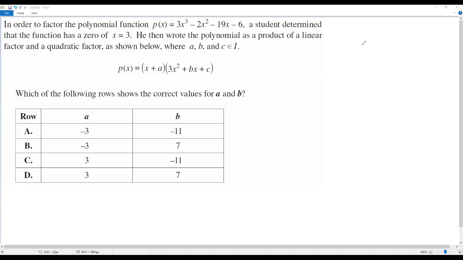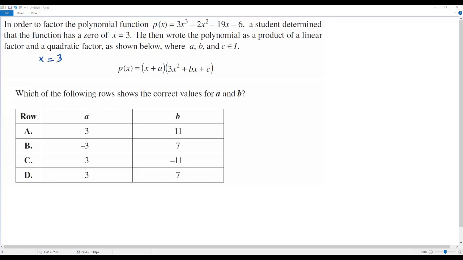Okay, the factored form of the given polynomial is p of x equals x plus a times 3x squared plus bx plus c. So which of the following rows shows the correct values for a and b? So our aim is to get the values of a and b. Here the student determined the function has a 0 of x equals 3. So the linear factor we get corresponding to this 0 x equals 3 will represent this x plus a. So first let's find the linear factor corresponding to this 0 x equals 3.